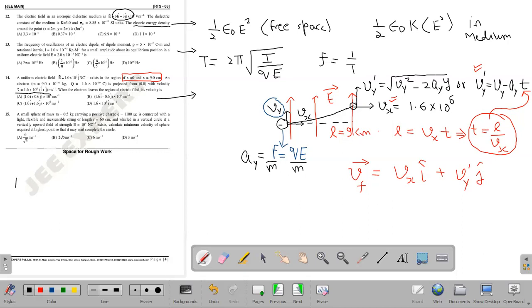Rest is the calculation. Now, 15th question. A small sphere of this much mass carrying a charge is connected with a light, flexible and inextensible string of this length in a vertical circle, in a vertically upward electric field. Okay, very good. So there is a vertical electric field with a certain value, and we have a sphere with some charge, say q.